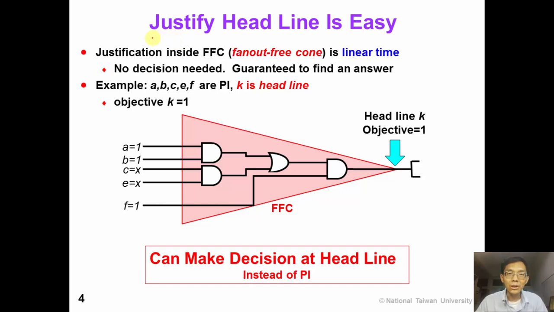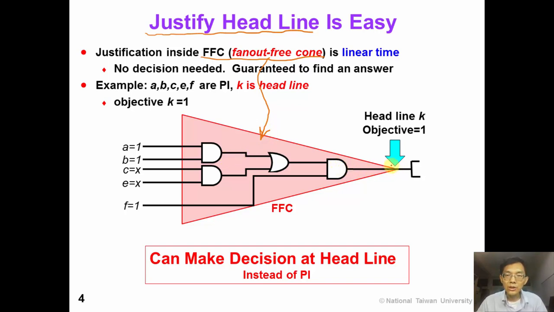In ATPG, justifying a fan-out free cone is very easy. As we can see in this picture, this subcircuit is a fan-out free cone because it contains no fan-out inside this logic.